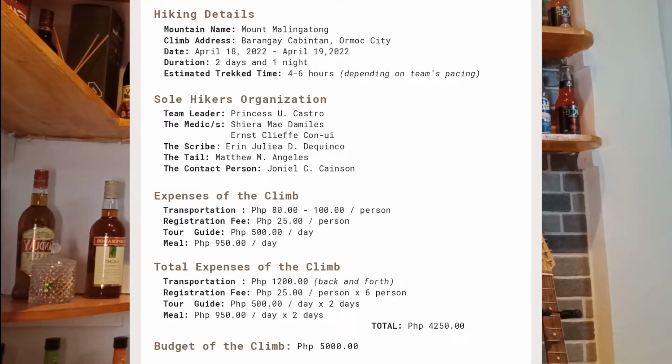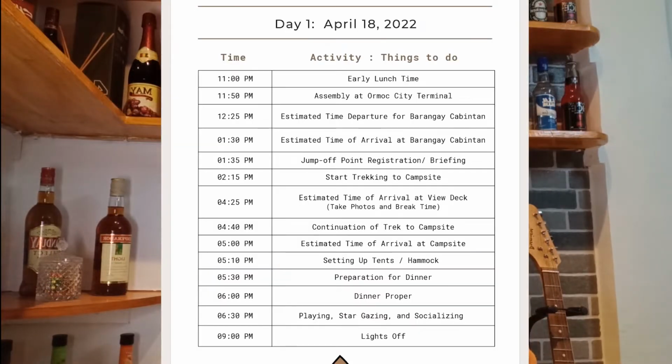Moreover, we have here the name of the organization and the assigned people for each of the roles: the team leader, medics, scribe, tail, and the contact person. Also listed here are the expenses of the climb and the total budget of the climb. The activities for the first day are also listed, along with the time that they should be completed, like the assembly time, estimated departure and arrival time, the start of the trek, and the cooking as well.